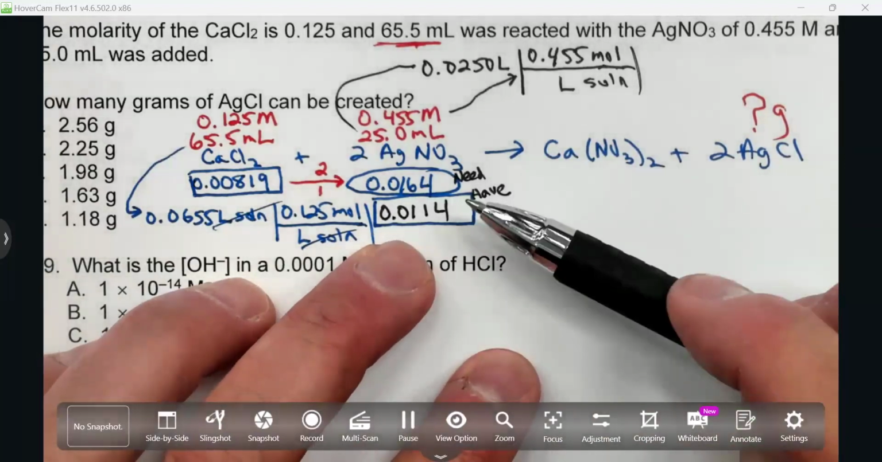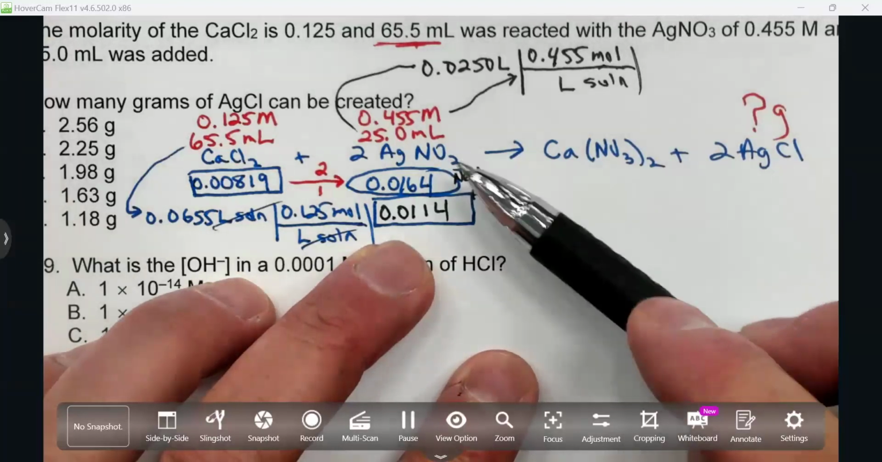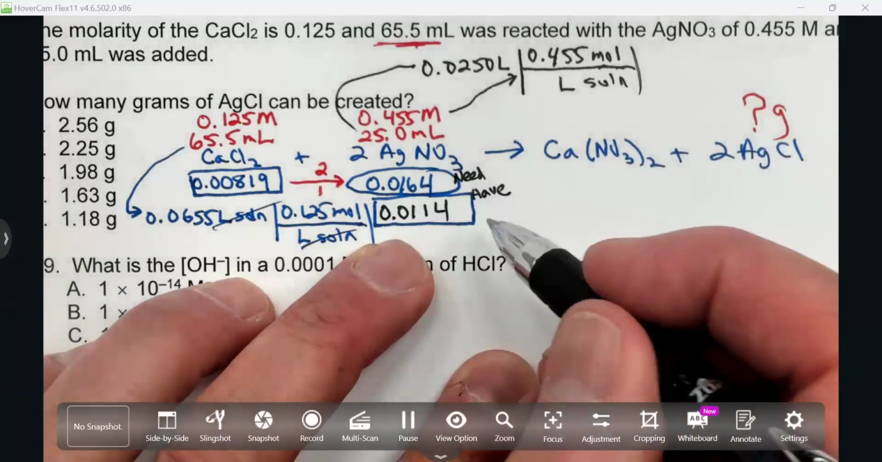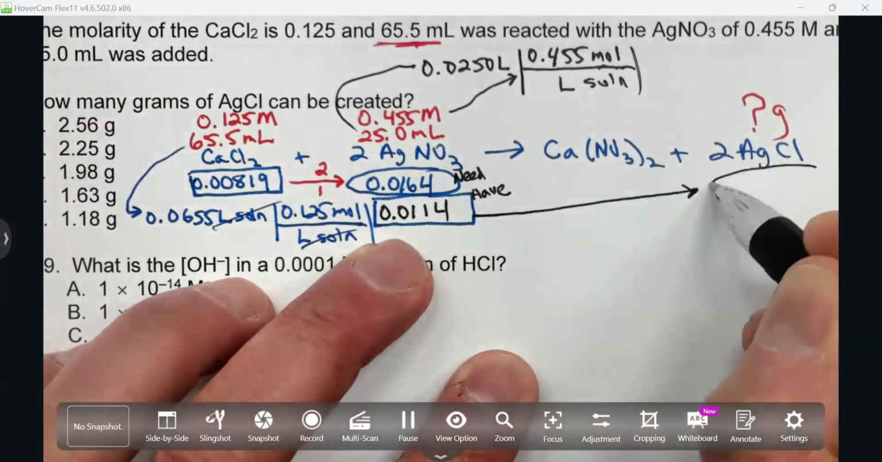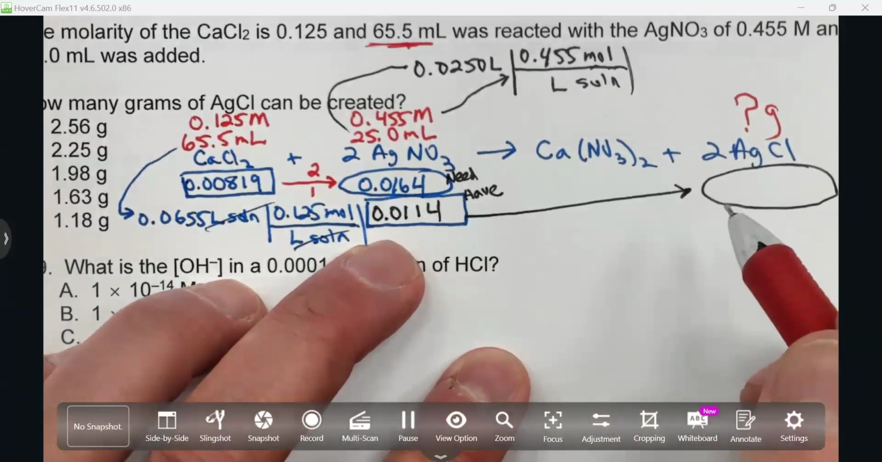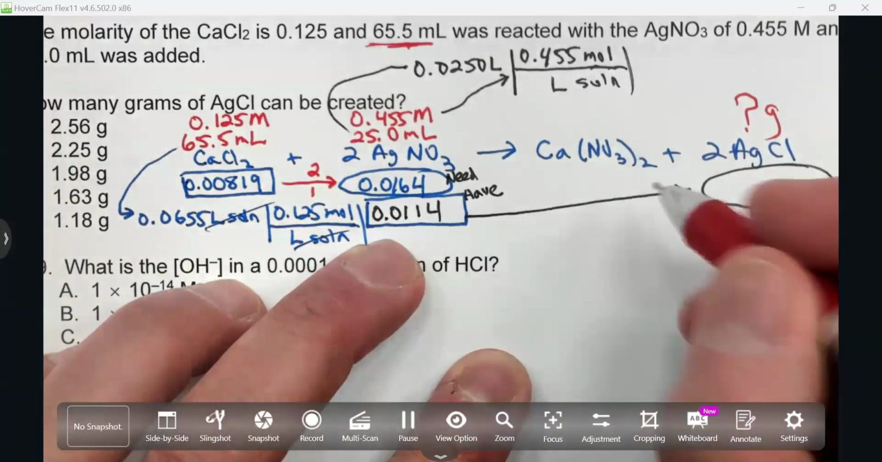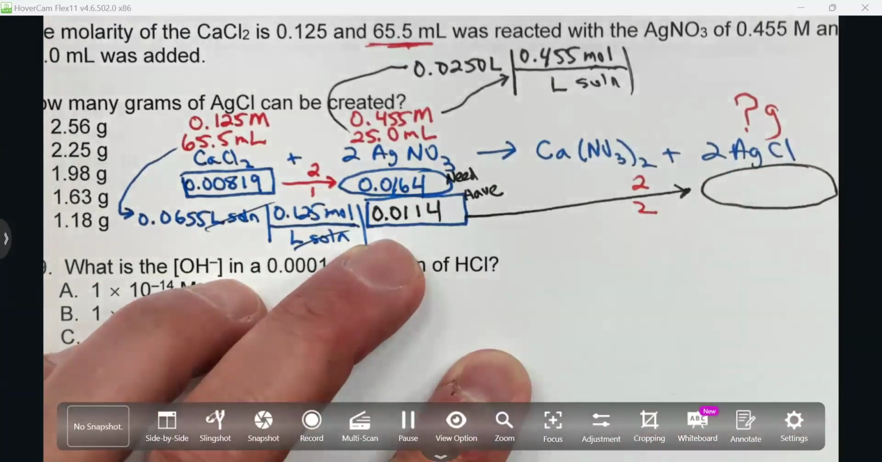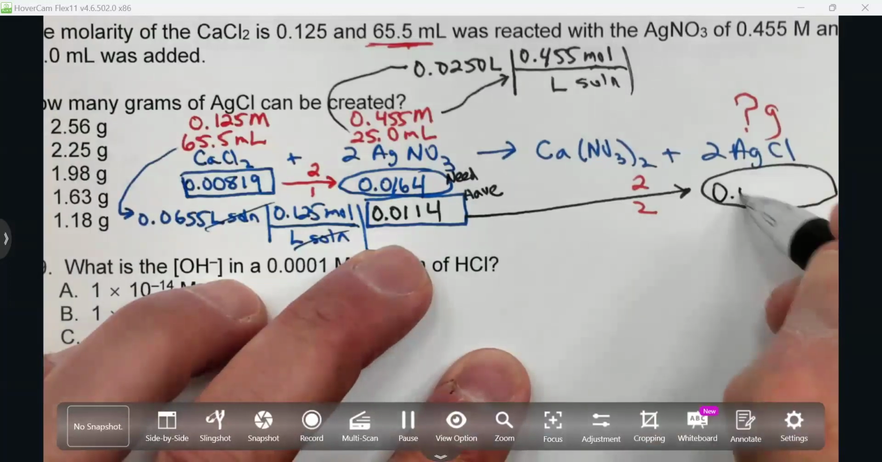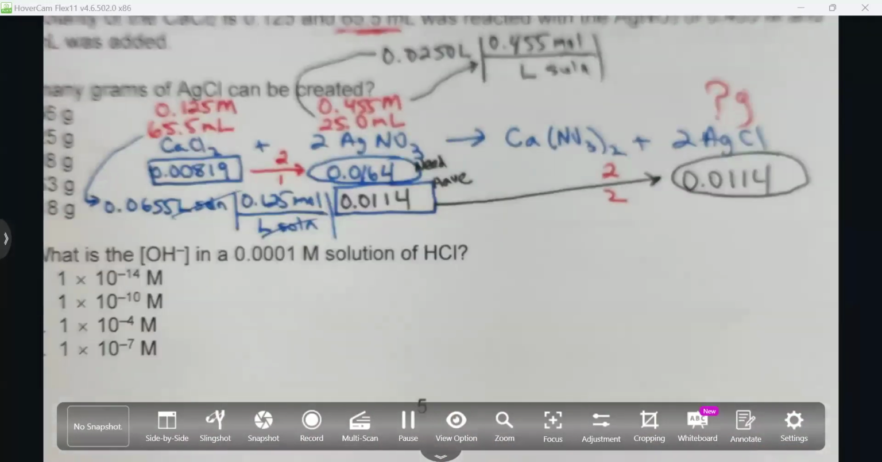So the reaction is going to stop when what we have of this silver nitrate, AgNO3, runs out. So we're going to use what we have of this limiting reactant to figure out our moles right here. And our mole ratio, our mole factor fraction, is 2 to 2, right? So we would produce 0.0114 moles, and we can for sure get that into grams.